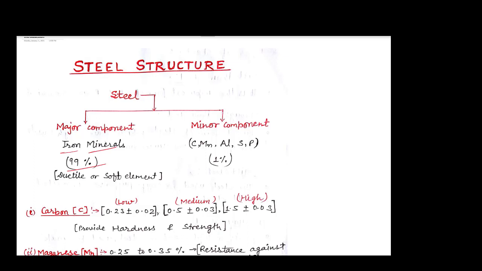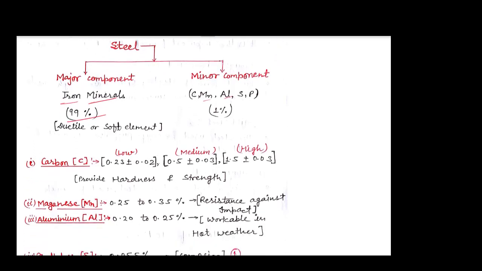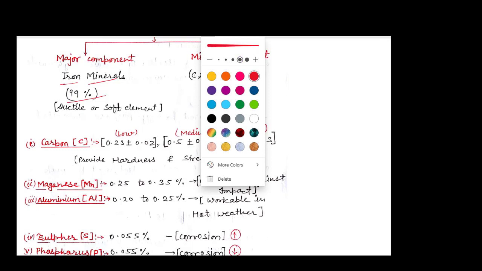It is a ductile or soft element. So the ductility provided in the steel is due to the iron mineral. Apart from the major component, there are some minor components like carbon, magnesium, aluminium, silica and P, which is around 1%. So let's talk about the minor components or minor elements which comprise steel.